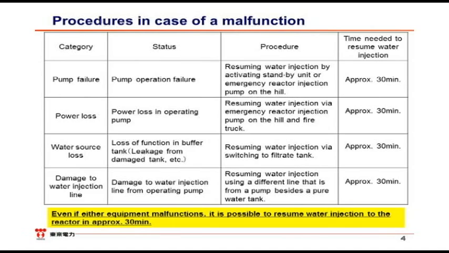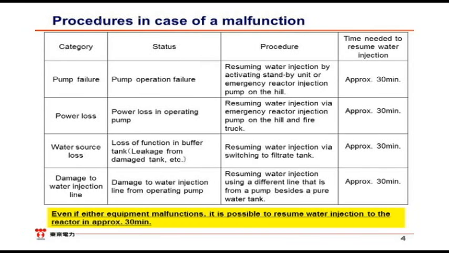First, when pump trouble occurs, we start up a standby pump or activate an emergency pump that has been installed on the upland grounds. Second, in the event of AC power loss, we will resume operations of the emergency pump that we have on the upland grounds or restart water injection by using a firefighting vehicle that doesn't require electricity. Upon the loss of the water source, we switch over from the buffer tank to the filtrate pump in order to resume the injection. Though we didn't put it here, we have another injection tank so that we can attempt a water injection just in case.